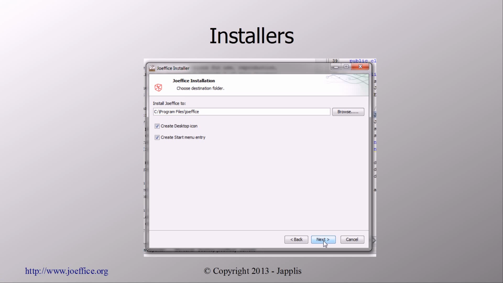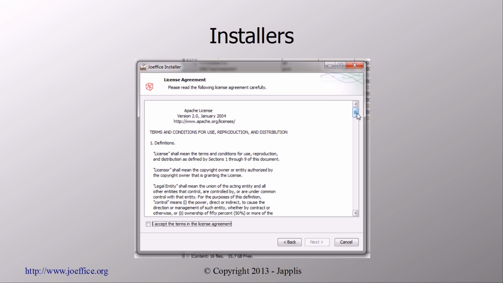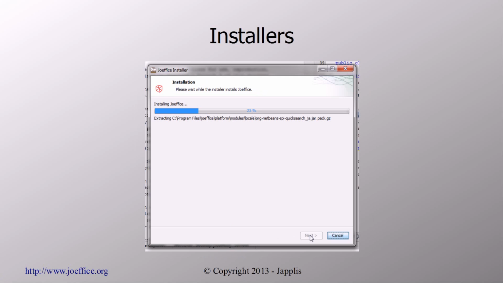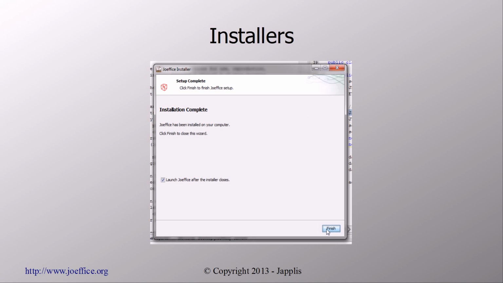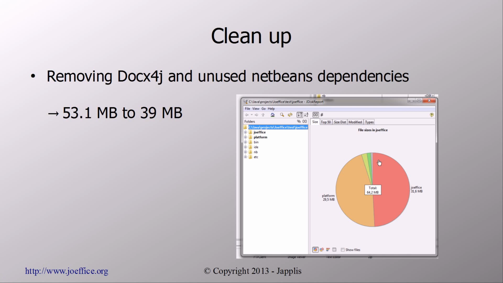And you see we have a nice wizard that goes through the installation of the application step by step. All the jar files are packaged in Pack200, so it's more compact, but then it needs to extract them to jar files. Here the installation is complete, and you can even choose to start it. While doing the cleanup of yesterday, moving from Docx4J to the Apache POI library for reading docx documents, you see that I've won a bit more than 10 megabytes.